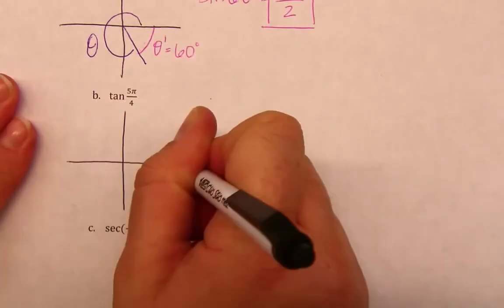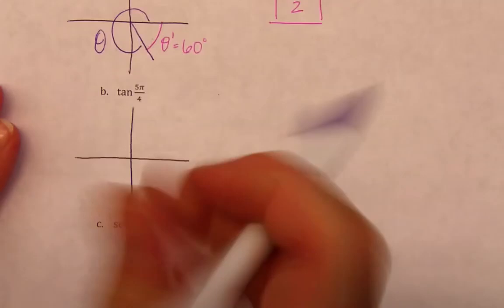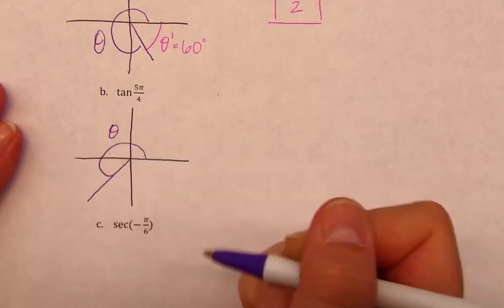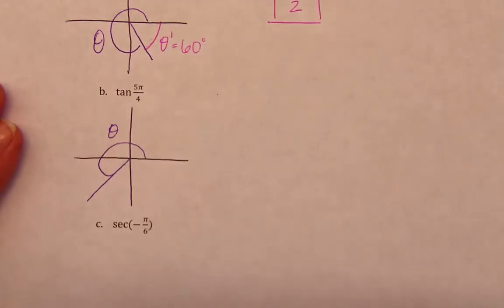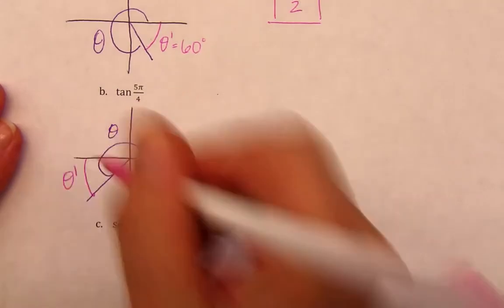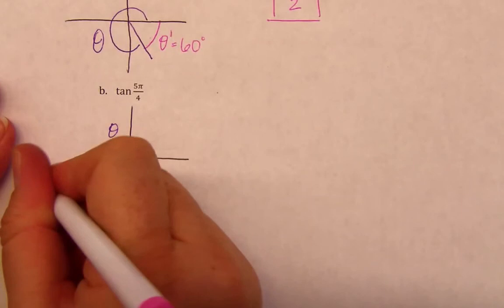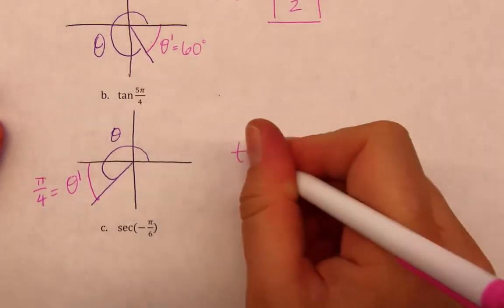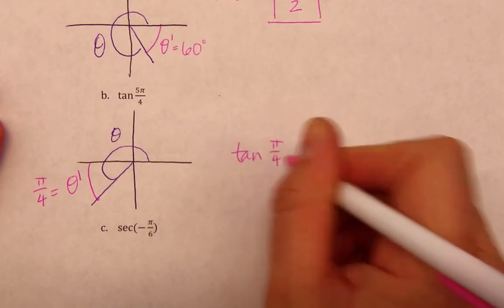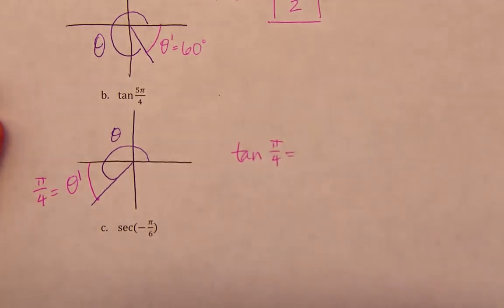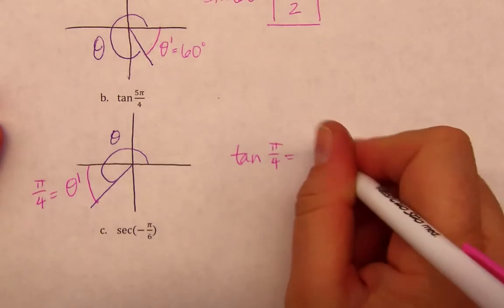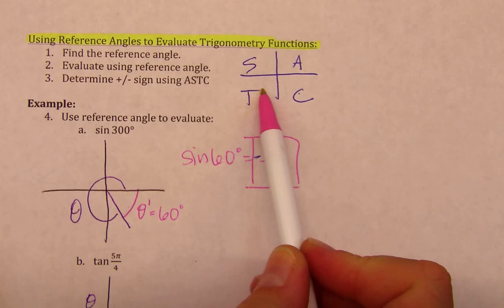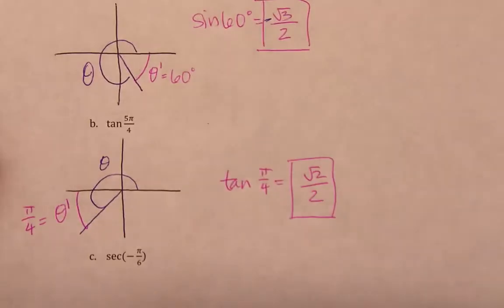5 pi over 4. Well, 5 pi over 4 is in quadrant 3. That's my angle theta. My reference angle is going to be pi over 4. And then I can evaluate tangent of pi over 4 instead of 5 pi over 4. And tangent of pi over 4 is root 2 over 2. And we can check whether it's positive or negative. In quadrant 3, tangent is positive, so that is our answer.